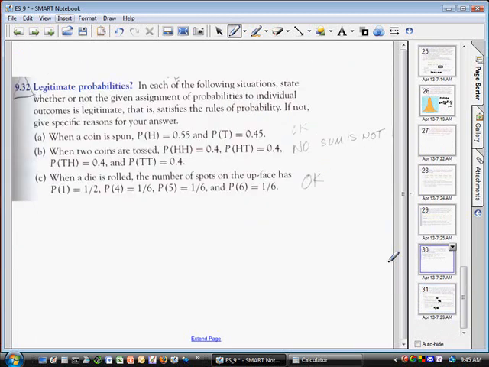Let's see, should we do this one? Yeah, let's take a look at this legitimate probabilities. This is number 32. In each of the following situations, state whether or not the given assignment of probabilities to individual outcomes is legit or not. So when a coin is spun, the probability of a head is 0.55, and the probability of a tail is 0.45. They didn't ask you if it was a fair coin. They're just saying, is that legit? The answer is yes, because 0.55 plus 0.45 truly is 1.